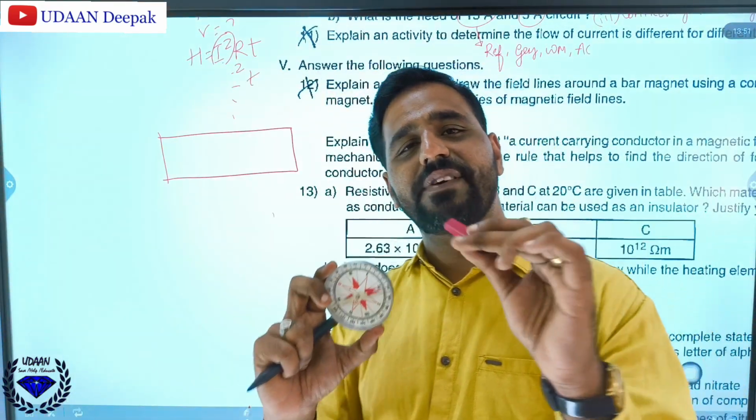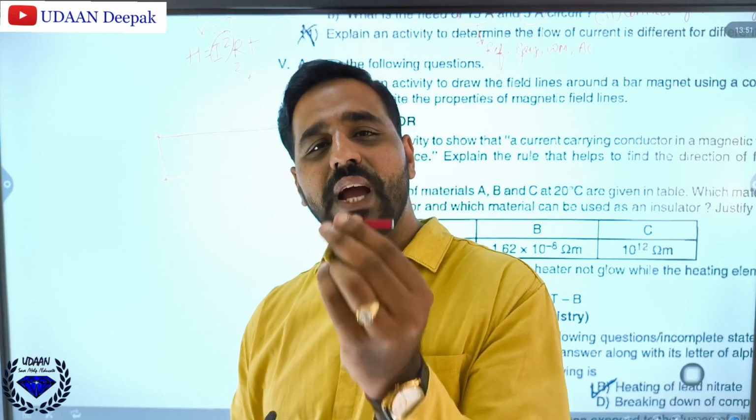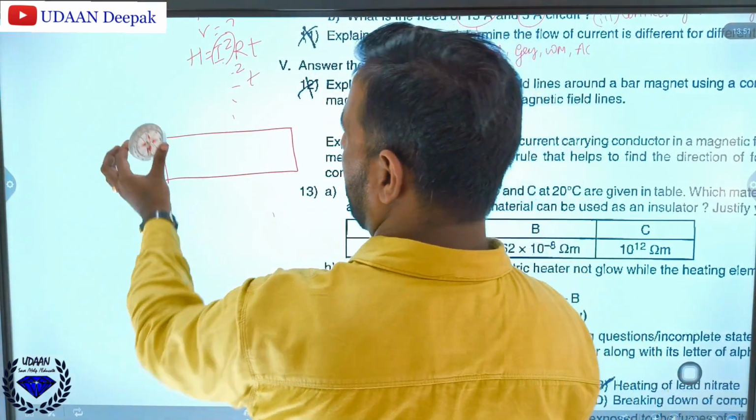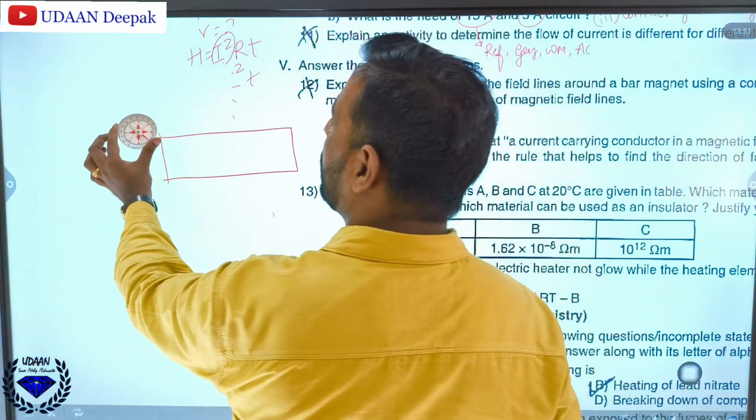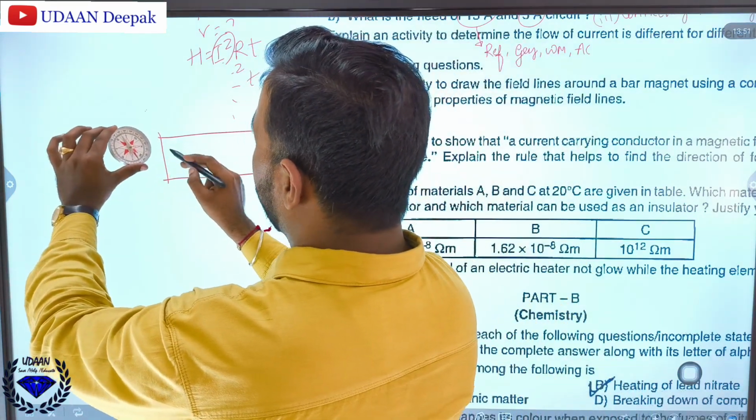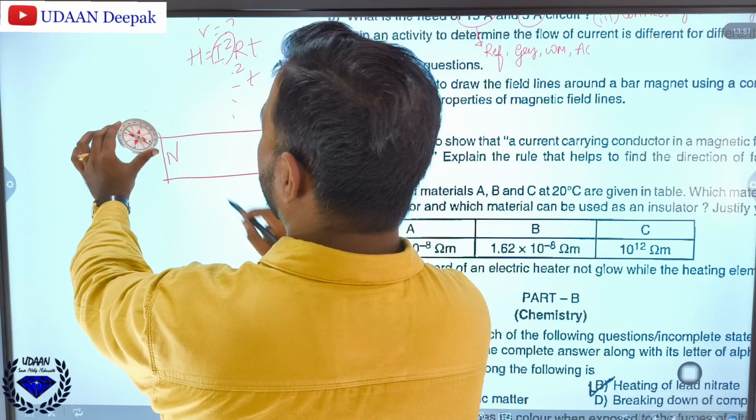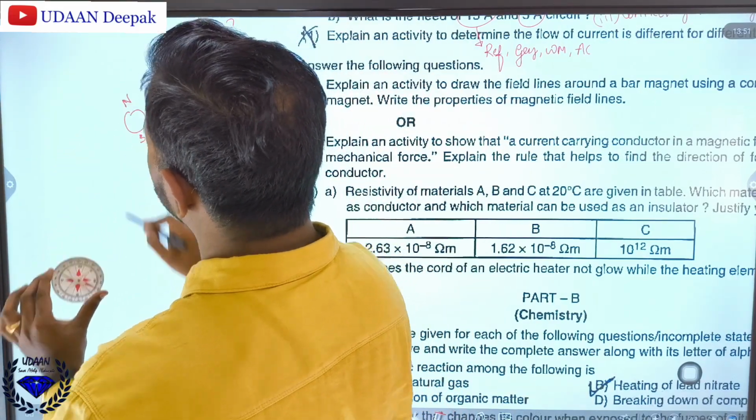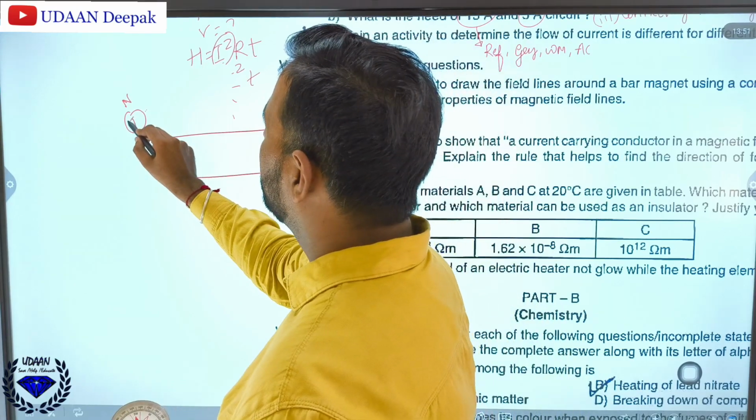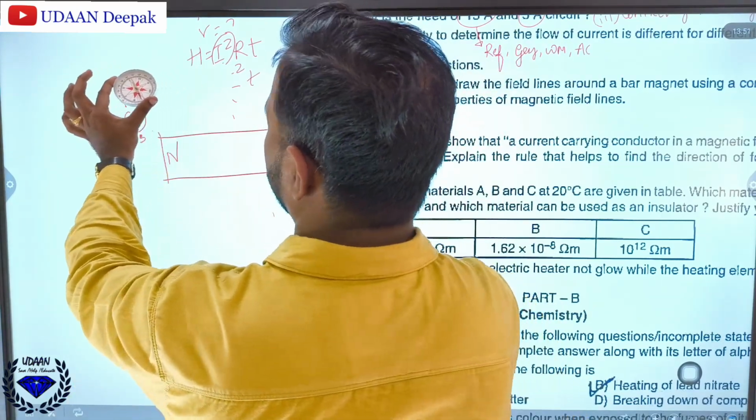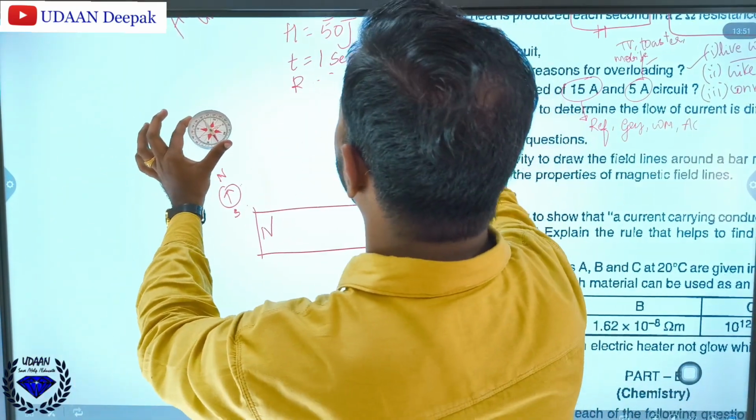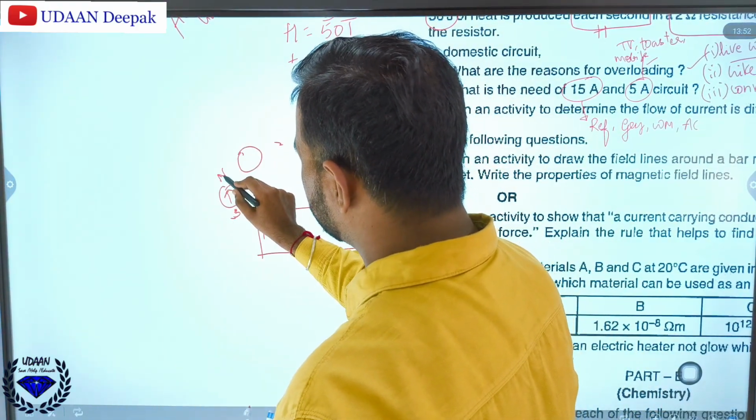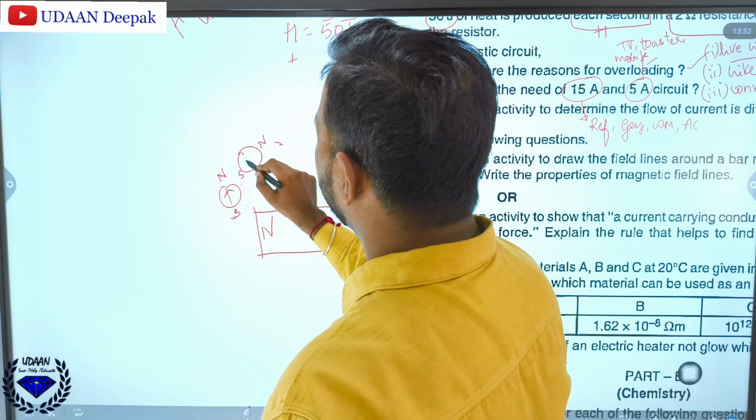Now what we should do in this activity is take this bar magnet onto the cardboard. I have not taken the magnet here since it is a screen. Suppose this is the north pole and this is the south pole. Here you should draw in such a way that the compass's south pole points here and the north pole points there. You should do it by trial and error method, just keep it here. It will point in such a way that where it has north, there it will come south, and here it will be north.